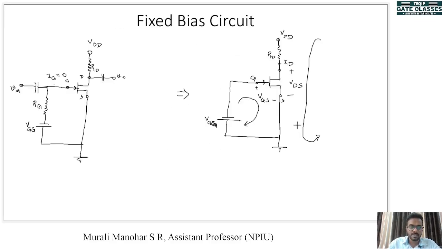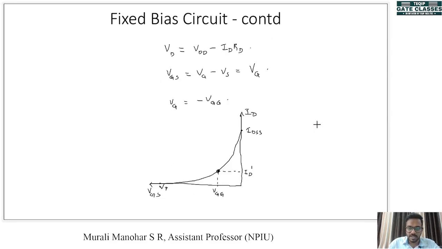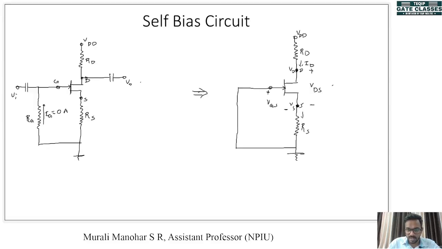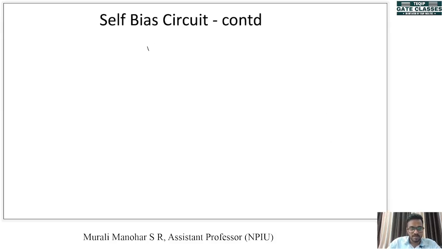We also know that ID and IS are the same. That means ID itself flows in RS. Now we can go for the analysis. If you apply KVL in this loop, we can see that there is VGS and ID RS here. So VGS is equal to minus ID into RS. This is the value of VGS.